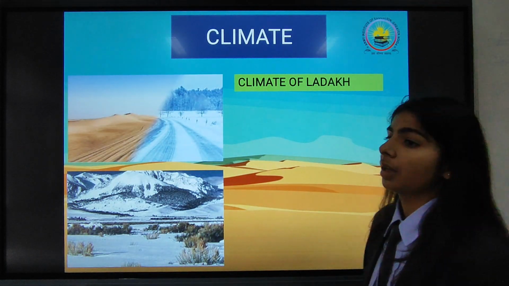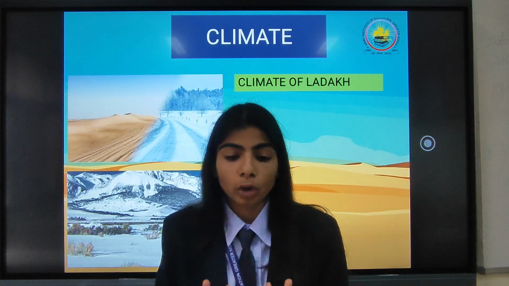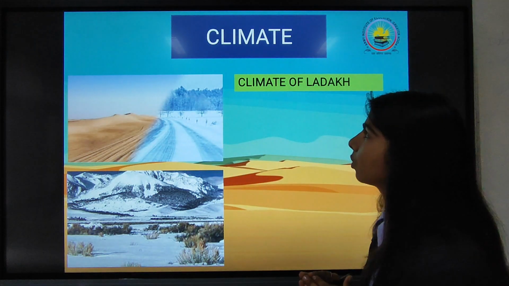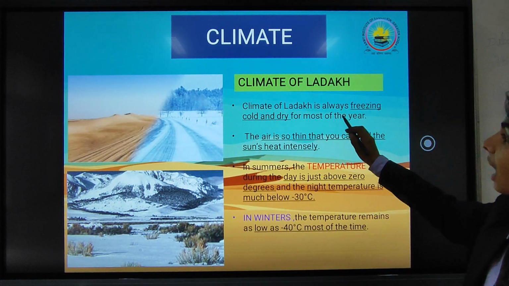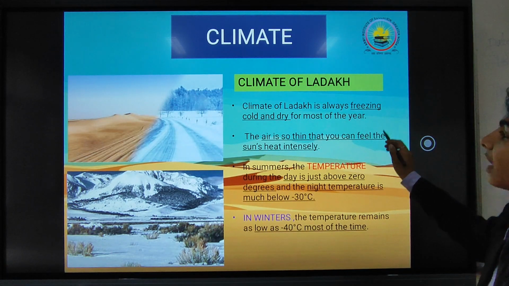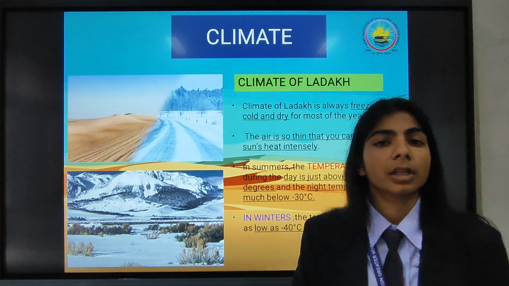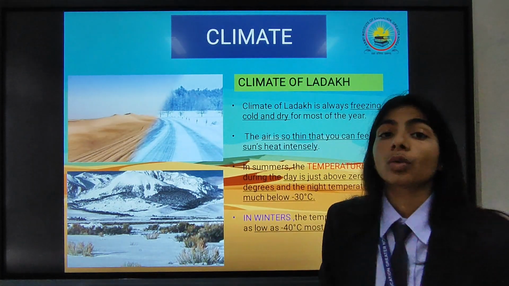Next one is climate. Now we will understand what type of climate there is in Ladakh, the cold desert, India's cold desert. The climate of Ladakh is always freezing cold and dry for most of the year. As the name suggests, cold desert, the climate is cold, freezing cold and dry.